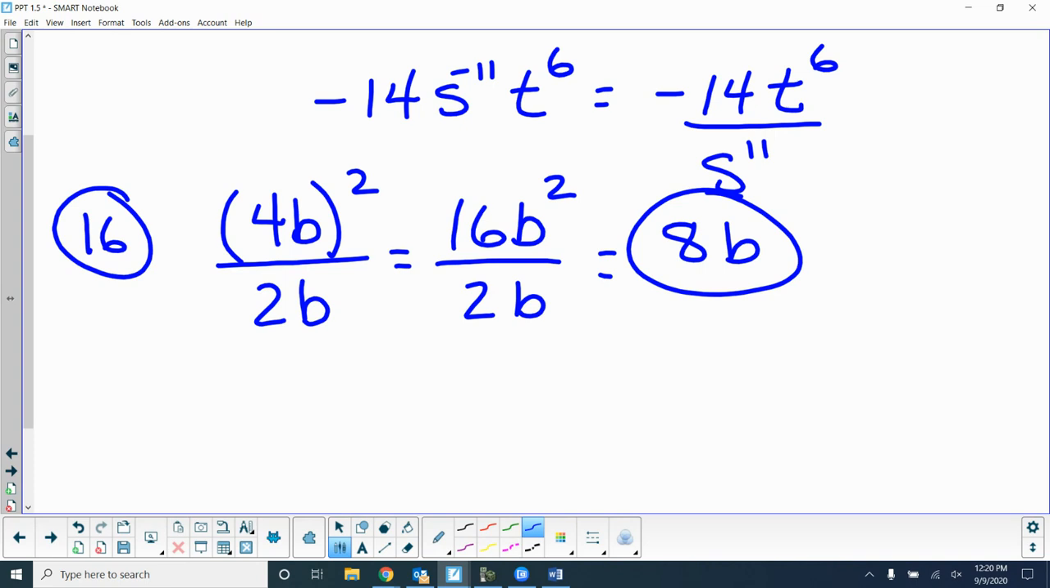18 is 9.9 times 10 to the 16th. And 20 is 4 times 10 to the negative 7. Any problems with those two? And then 22 is just put it in expanded form.